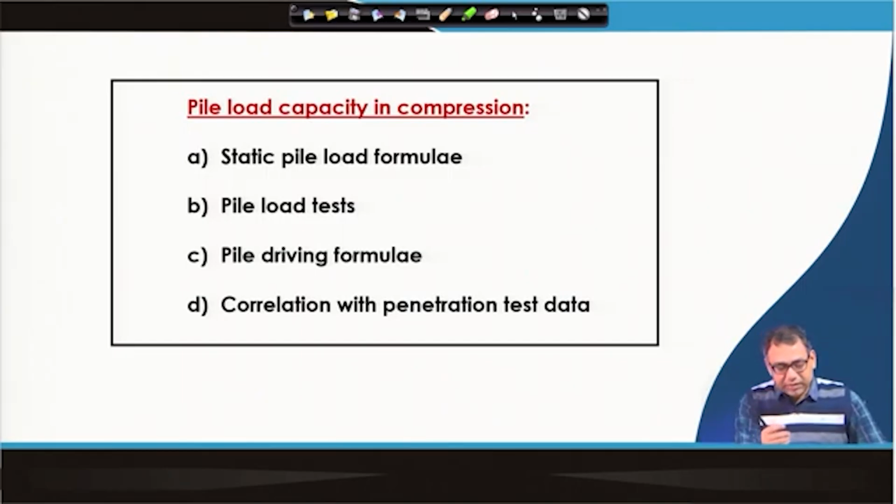Then we have different pile load capacity methods. So, we can determine the capacity under compression by static pile equations, then pile load test, then pile driving equations, then correlations which are available based on the penetration test data. Penetration test data means the SPT or the SCPT.